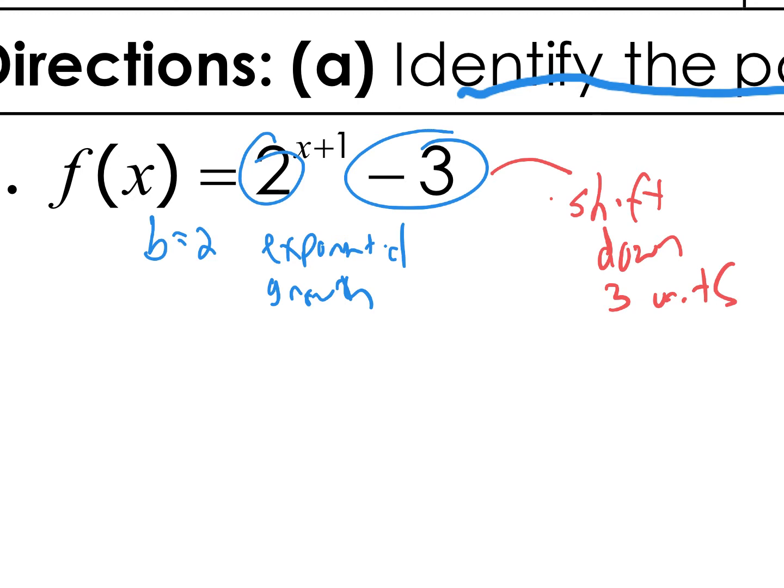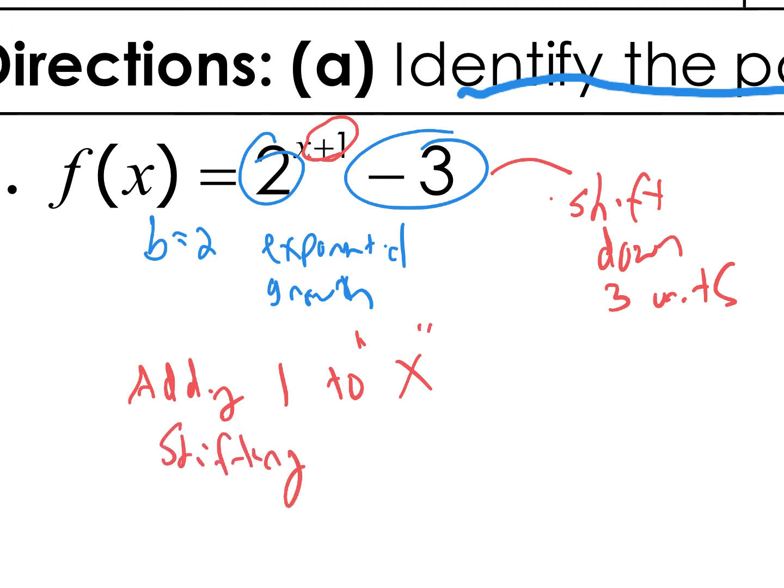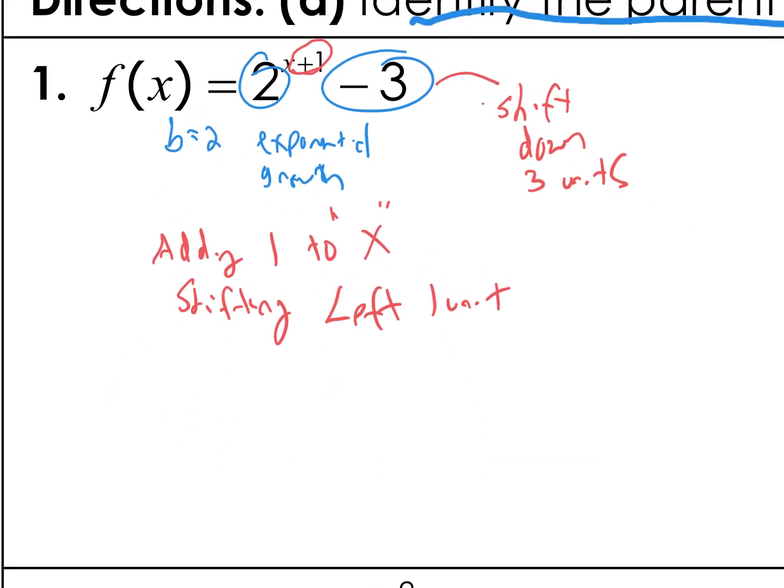The x is being added 1. Since we're adding 1 to x, that means we're shifting, wait for it, left 1 unit. So if I was to just think about it, here is y equals 2 to the x, generically. And this is what's happening.